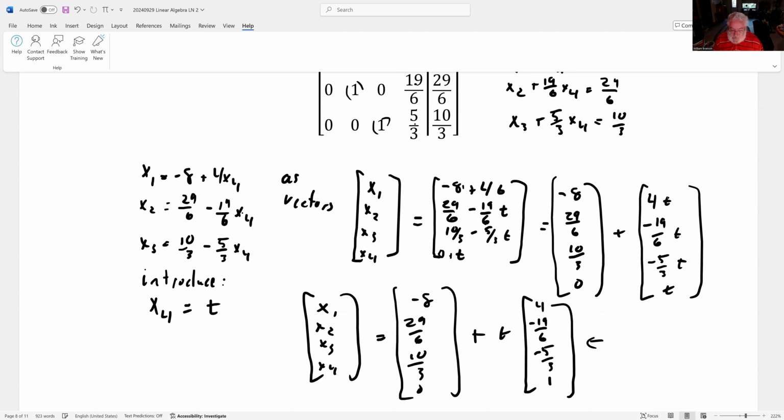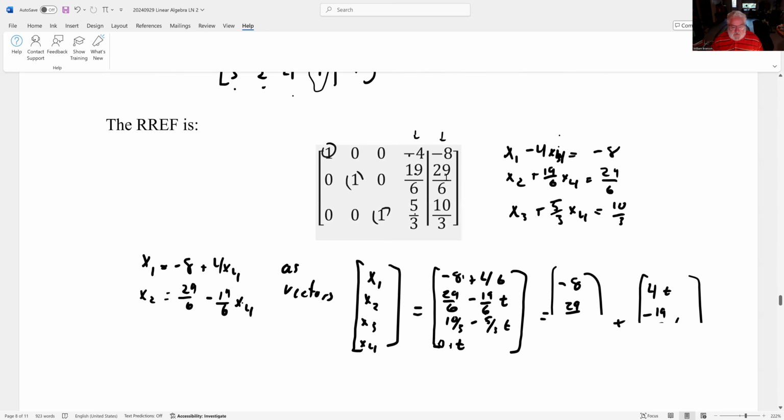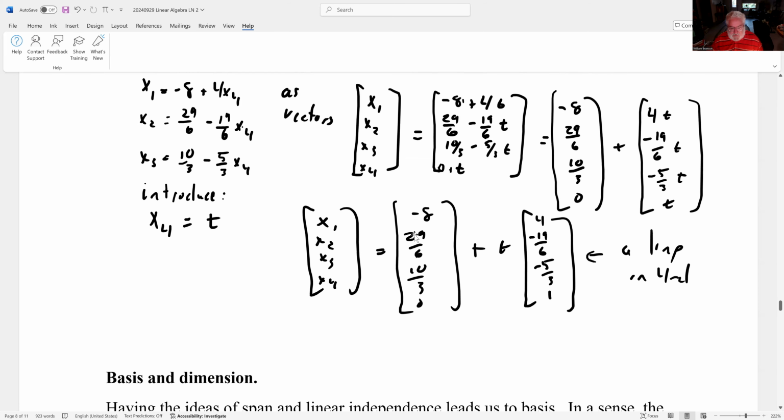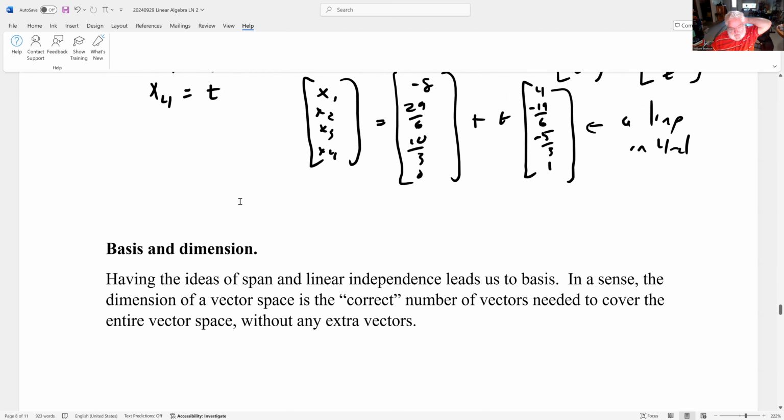And we recognize this as a line in 4 dimensions, right? So our solutions to this set of equations can be thought of as a line in 4 dimensions. This is your offset vector here, plus t times your direction vector. And so we can introduce parameters here to represent infinitely many solutions, so we can think about them geometrically a little bit. So having the ideas of span and linear independence leads us to the idea of a basis.